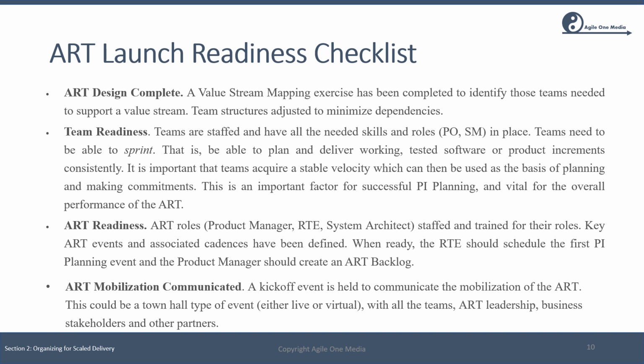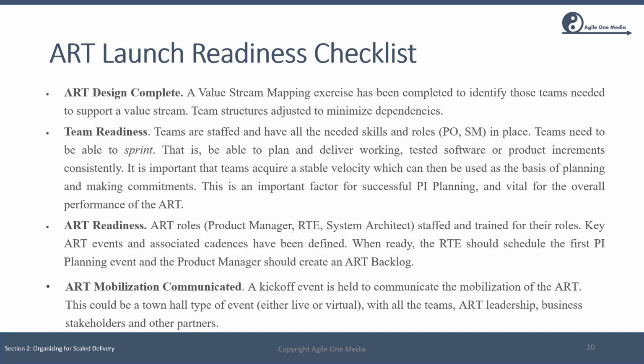So here is a checklist that will help us confirm that we are indeed ready to launch an ART. So first of all, the ART design is complete, which means a value stream mapping exercise has been completed to identify those teams needed to support a value stream. Team structures have been adjusted to minimize dependencies, or at least we have begun that process. Team readiness. Teams are staffed and have all the skills and roles.